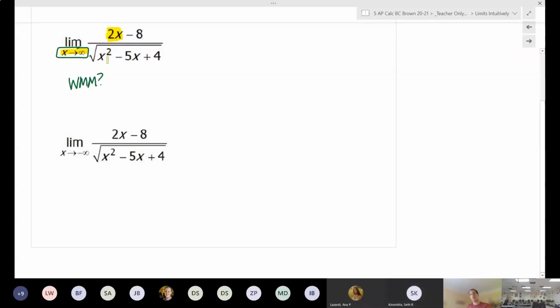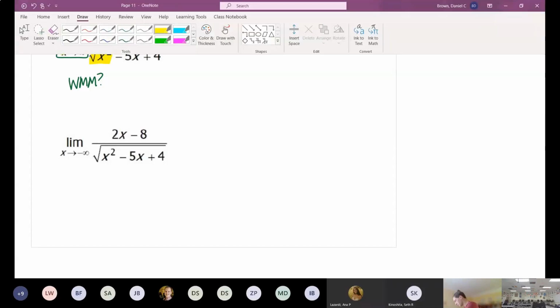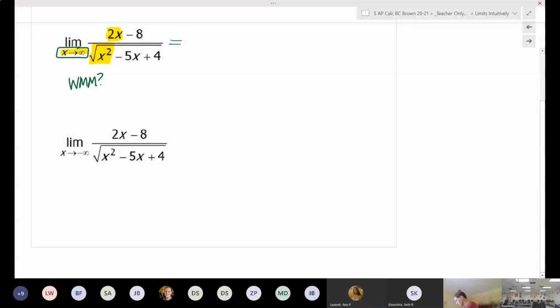And Seth, I'm glad you said the square root of x squared, because that x squared is inside the square root. So the end behavior model for this problem can be written as the limit as x goes to infinity of 2x over the square root of x squared. And remember, when I say the end behavior model, what this means is at infinity, this simplified function is going to look the same way as the other one.